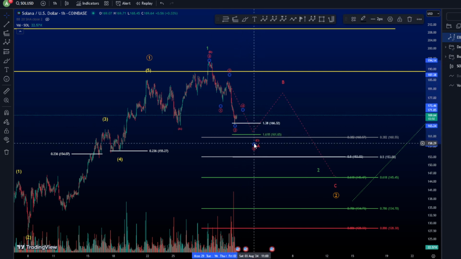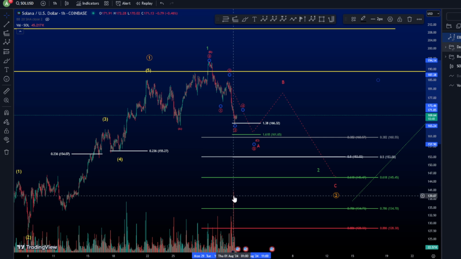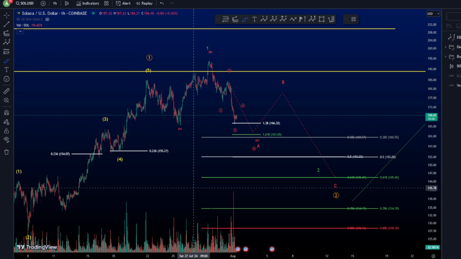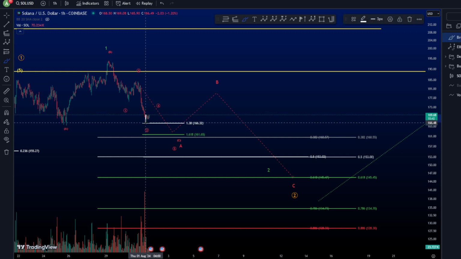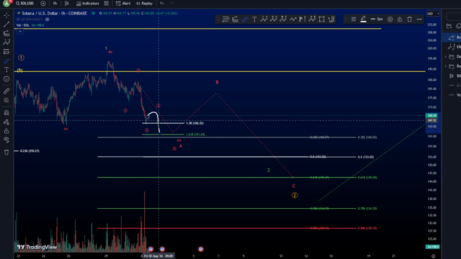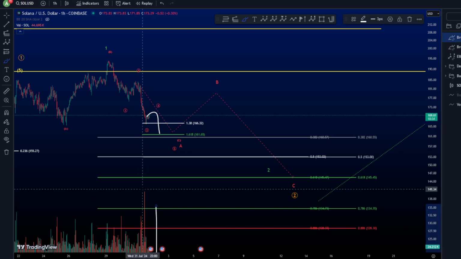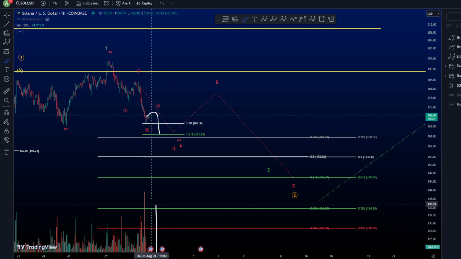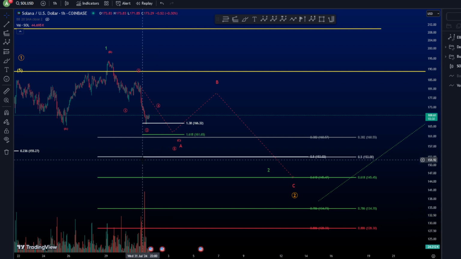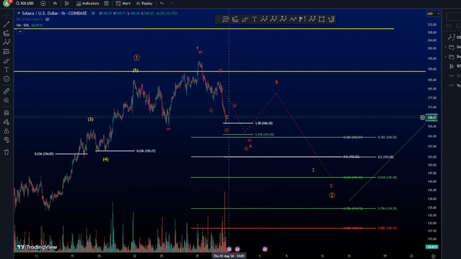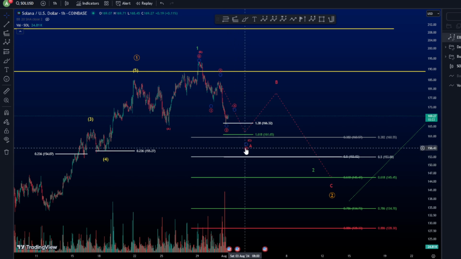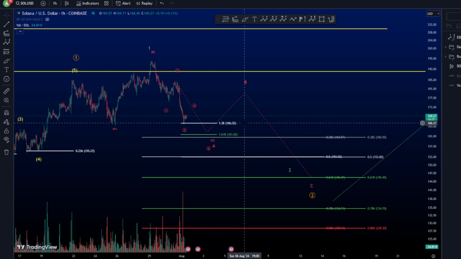So that high volume here is a significant volume, which claims this is the end of wave 3, and we are still looking for a wave 5. Wave 5 should also have volume, but it should be lower than the wave 3 volume. So this is exactly a perfect indicator that the impulse is not finished yet. All right, so that was it for Solana.